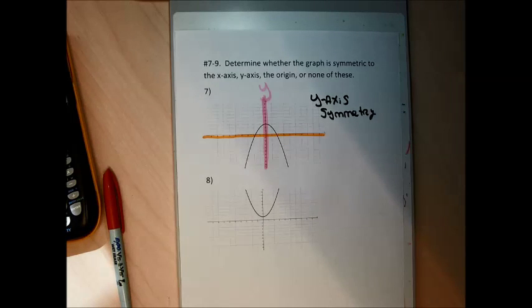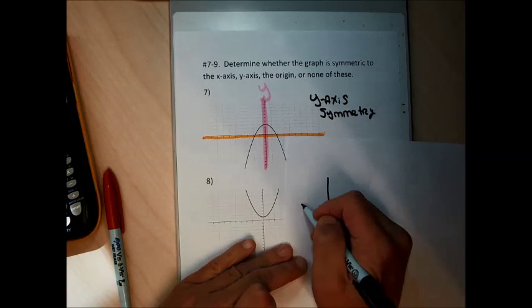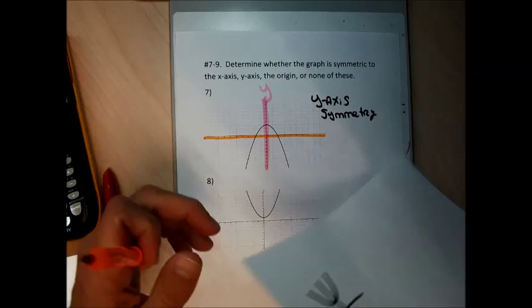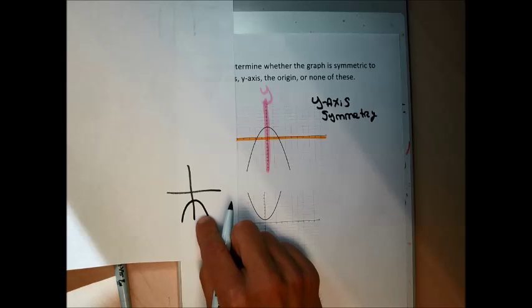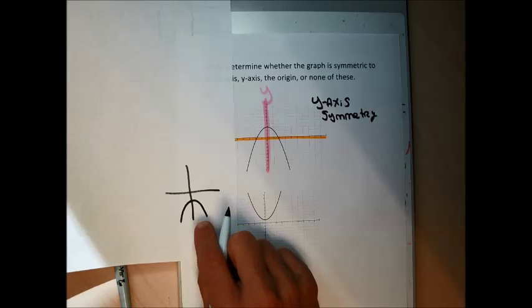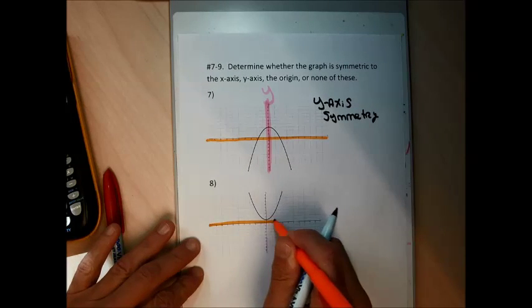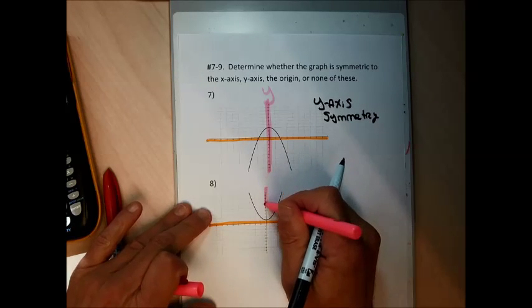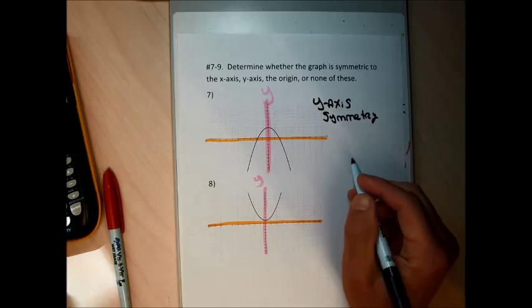Similarly, for number 8, if I drew a picture of the graph for number 8, if I flip this over, the initial graph is opening up. When it's flipped over, it opens down. Since it doesn't face the same direction when it's flipped over, it doesn't have origin symmetry. A line drawn through the x-axis doesn't cut it in half, so it doesn't have x-axis symmetry. But the line, again, drawn through the y-axis cuts it into two equal halves. So this one also has y-axis symmetry.